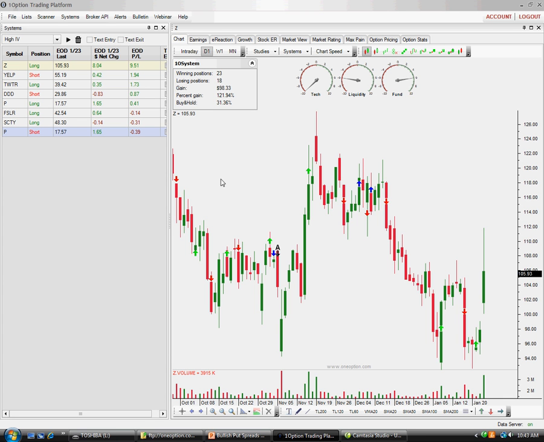It has provided excellent signals. So we can see that our percentage gain for the system is up 122% versus 31% for a buy and hold strategy. So we've been able to get really good reliable trade signals off of the system. Now we get a buy signal right here.